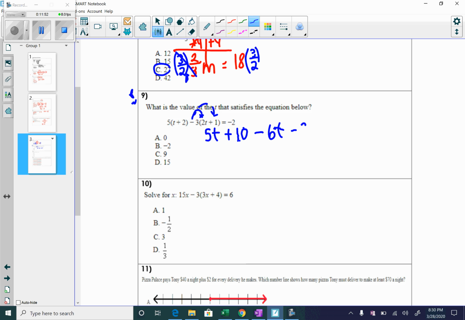This t is not very easy. I hate the t. It looks like a plus sign.